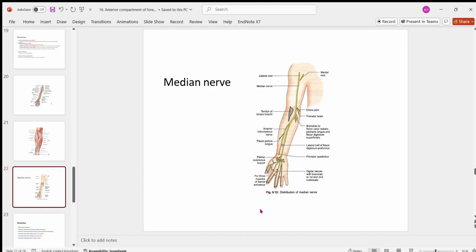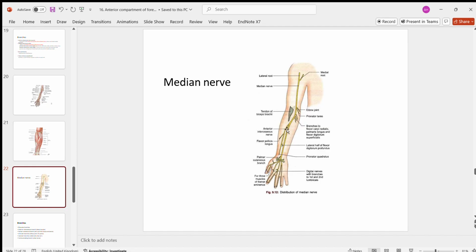Now the nerves are the median and ulnar, median being the first nerve. It starts from the lateral and medial cords of the brachial plexus, goes down in the cubital fossa. It is the medial most component at the level of the cubital fossa. It goes down, gives an anterior interosseous nerve which supplies deep muscles of the forearm. Then it goes down and passes beneath the flexor retinaculum and enters the hand.